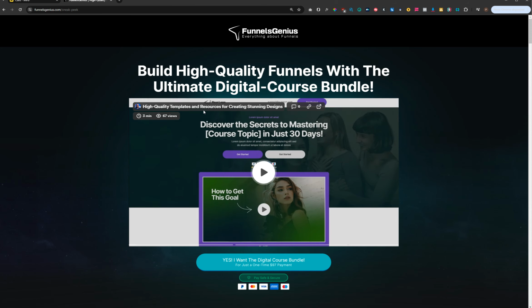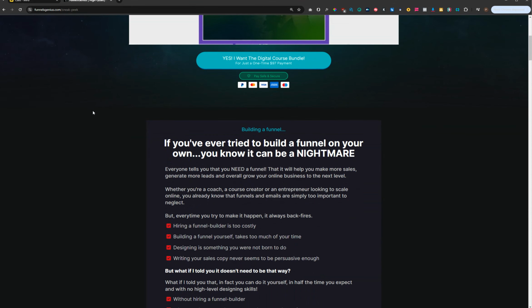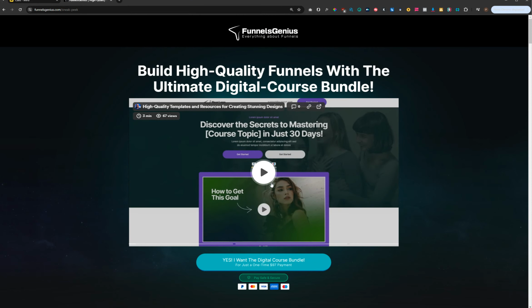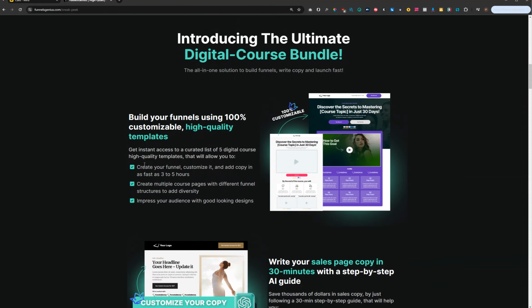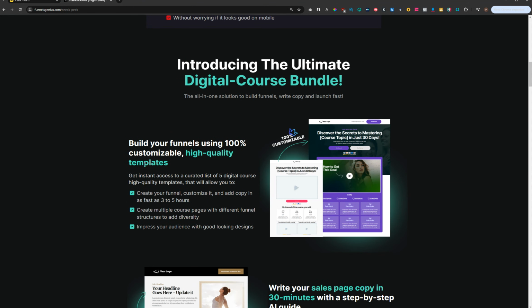This is one of my pages that I've built for when I'm selling templates. Here I have a standard page where I share my templates, but here I'm not just selling a template. My audience here are funnel builders. They want to build funnels fast with high quality for both copy and design.